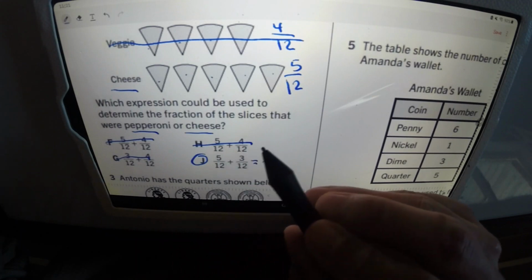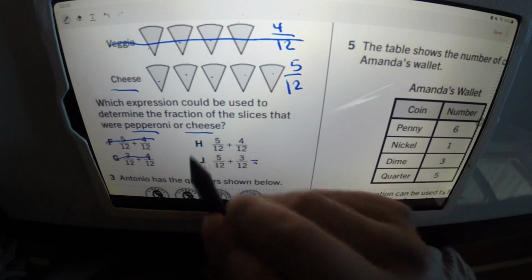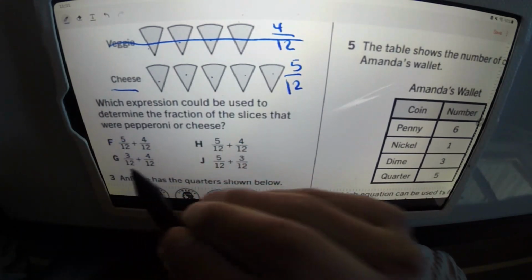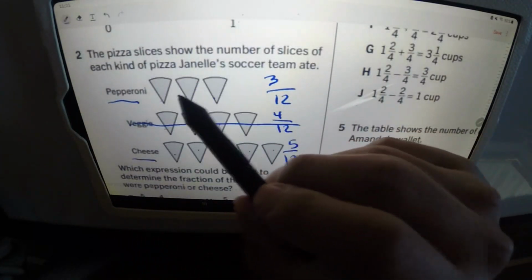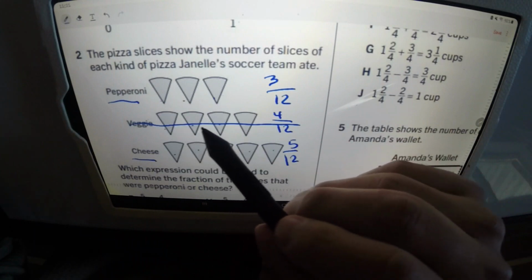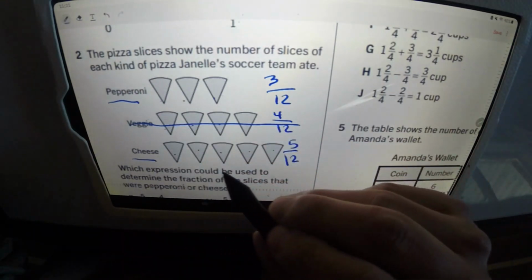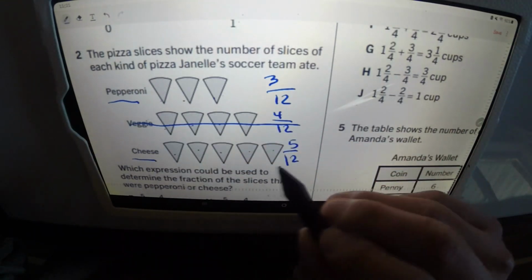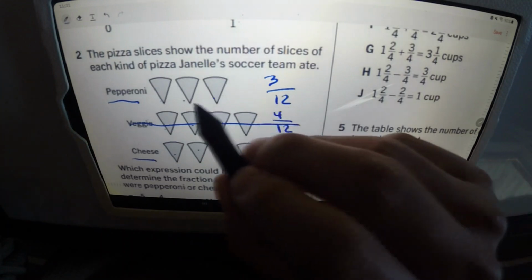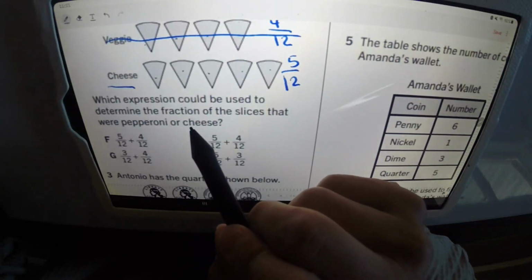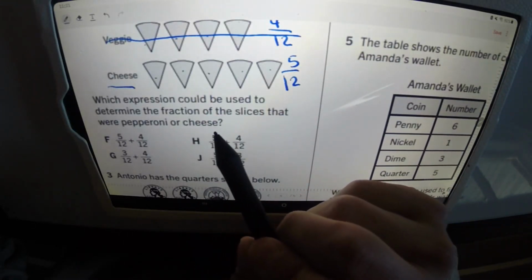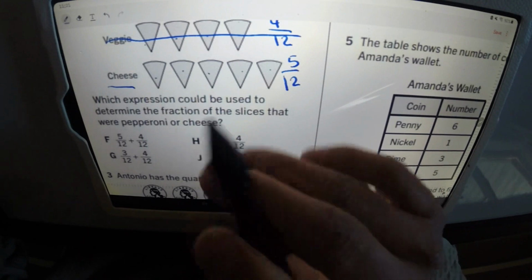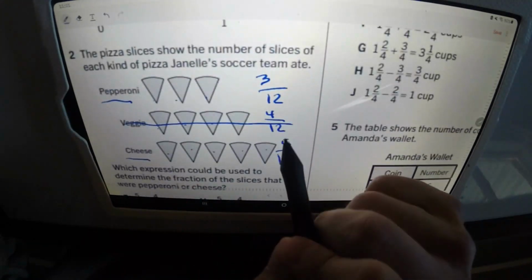All right, does that make sense? I'm going to run it by really quick. So again, this is the total amount of pieces, the one we counted, 12. 12 total pieces, that's the common denominator in each one. They want to know how many are pepperoni and cheese, which is said in this question. They want the total for pepperoni and cheese: 3 over 12 plus 5 over 12.